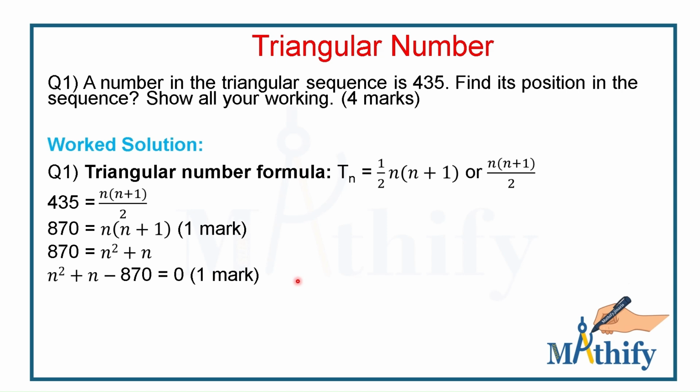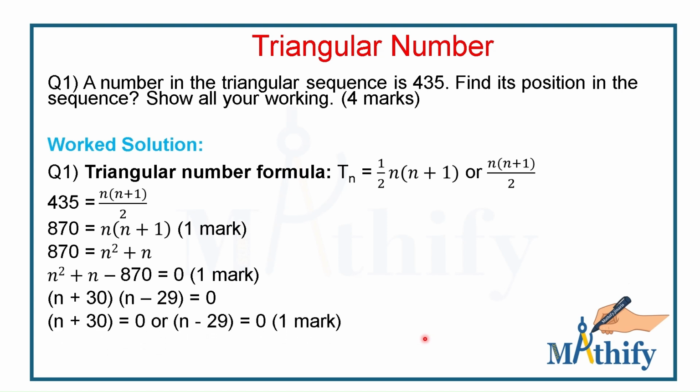So the 2 numbers that satisfy this are 30 and minus 29. So I would factorize this as n plus 30 and n minus 29 is equal to 0. N plus 30 is equal to 0, or n minus 29 is equal to 0. So that would be your 3 marks.